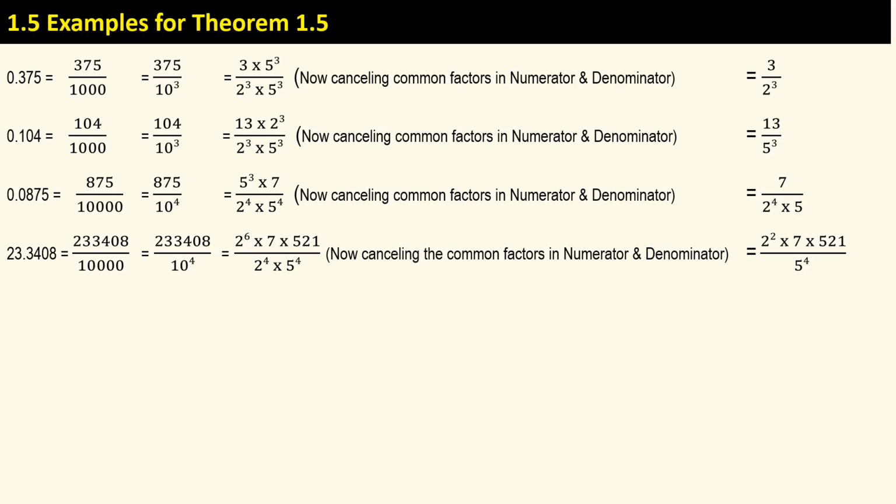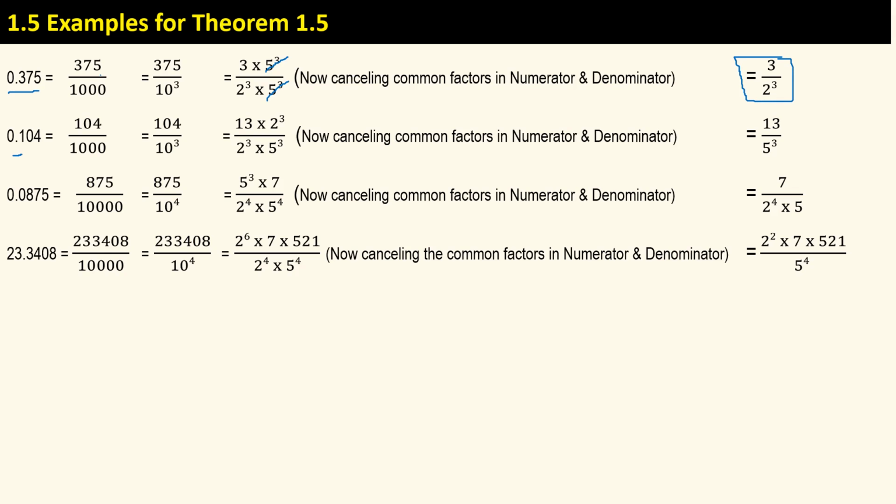So now let's take some examples which pertain to theorem 1.5. Let's consider 0.375, which is equal to 375 divided by 1000, which can be factorized and written as 3 multiplied by 5 raised to power 3 divided by 2 raised to power 3 and 5 raised to power 3. Now we can cancel out the common ones. 5 raised to power 3 goes out, and we are left with 3 divided by 2 raised to power 3.